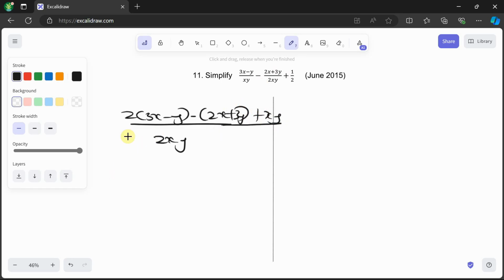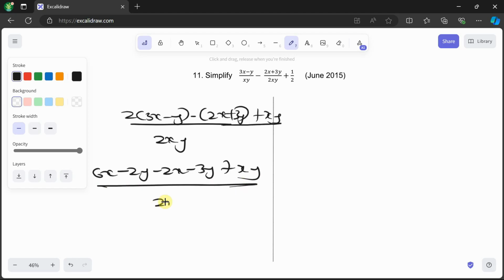Let's simplify. 2 times 3 will give me 6x. 2 times minus y will give me minus 2y. Minus times 2 will give me minus 2x. Minus times 3 will give me minus 3y, plus xy, all over 2xy. So 6x minus 2x will give me 4x. Minus 2y minus 3y will give me minus 5y. So plus xy all over 2xy.